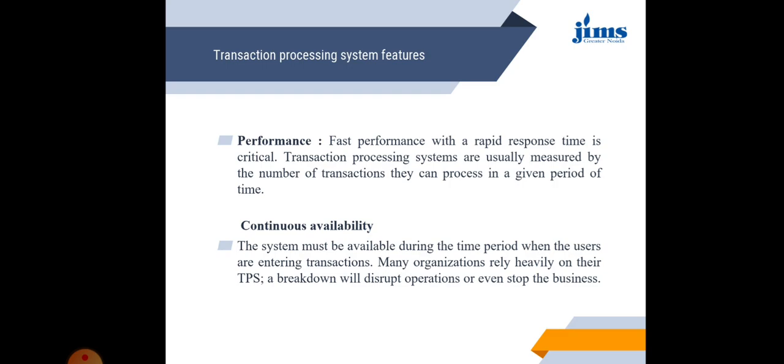Next one is continuous availability. It will be available all the time. The system must be available during the time period when the users are entering transactions. Many organizations rely heavily on their TPS. A breakdown will disrupt operations or even stop the business, because if the TPS is broken down, there will be no sharing of information, and there will be a breakdown of the organization. So that's why it is continuously available for the organization.